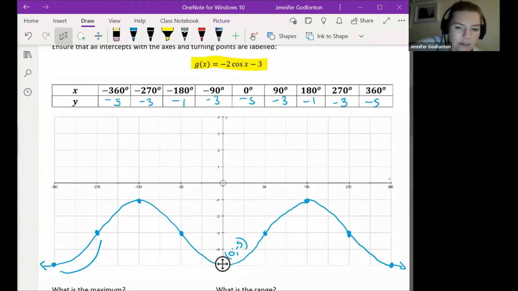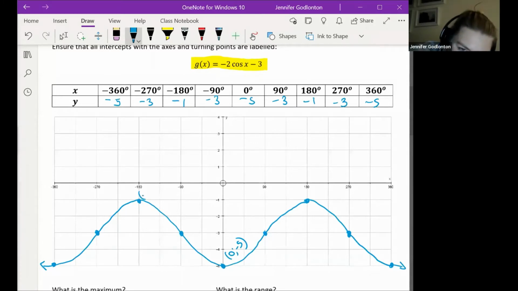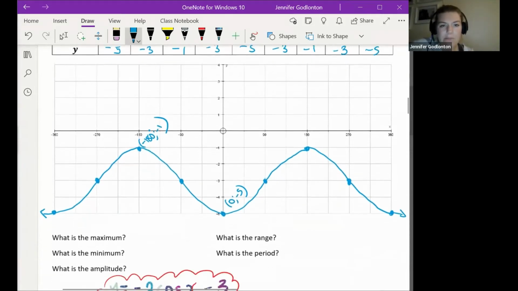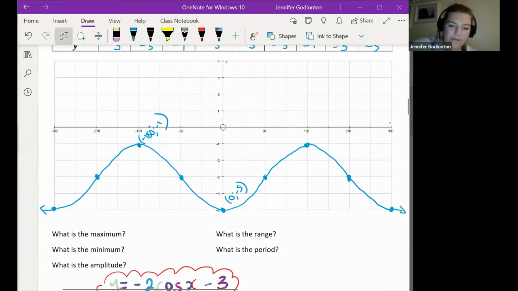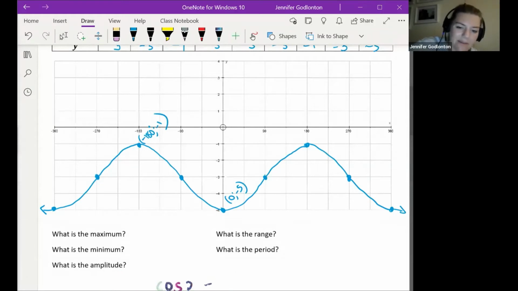Good. Okay. Yeah. So let's talk about our different questions. You already know what I'm going to ask. I love it. Okay. We're going to put in these values over here for our turning points, negative 180 and negative 1. And then we've got our 0 and negative 5. Okay. So maximum, looking at this graph, what is my maximum value? Beautiful. Negative 1. What is my minimum value? Negative 5. Yes. Okay. What is the amplitude?